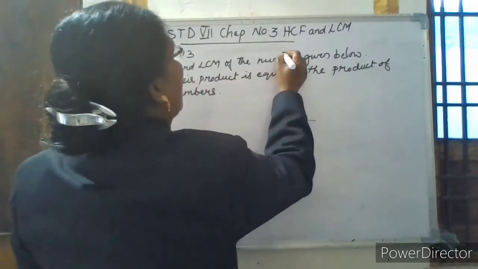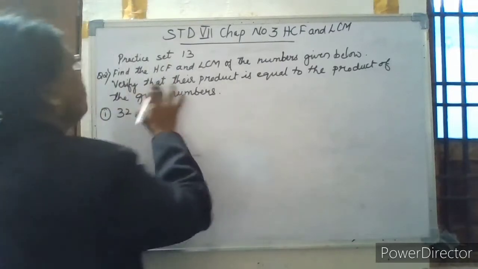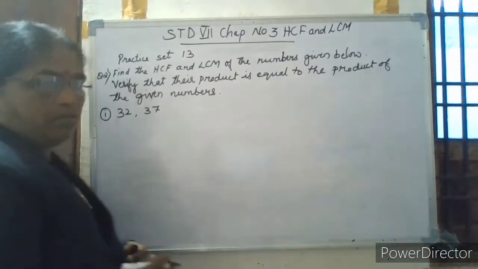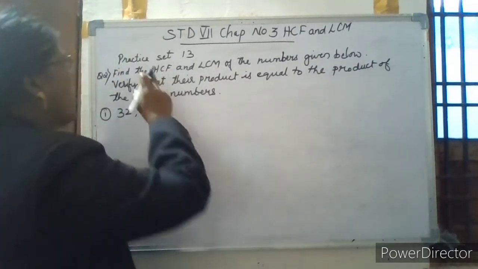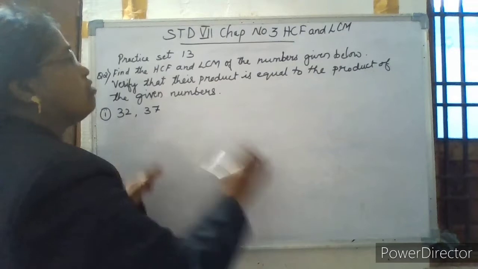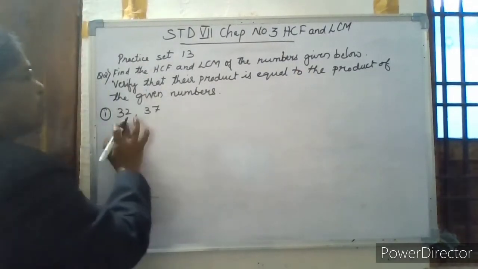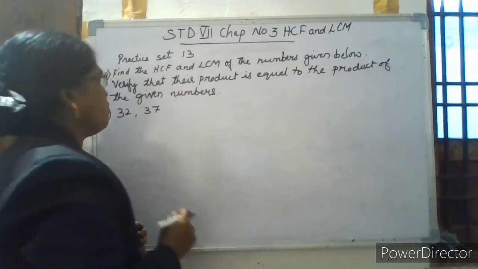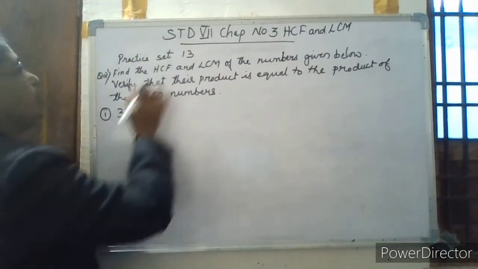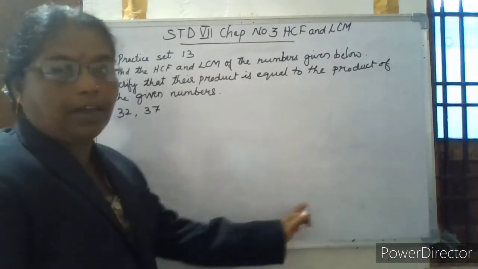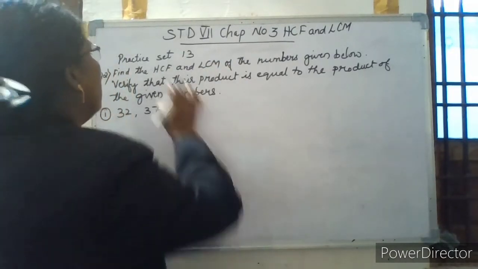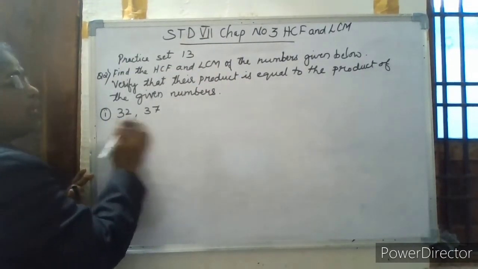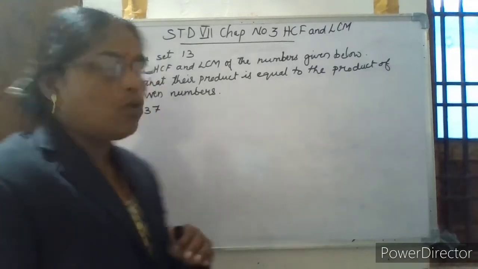Verify that their product is equal to the product of the given numbers. Their product means the product of HCF and LCM is equal to the product of the given two numbers. This we have to prove and show. This is a rule of HCF and LCM, one of the rules. So let us solve and learn the rule. So find the HCF and LCM. To find the HCF and LCM, let us find the prime factors of these two numbers.